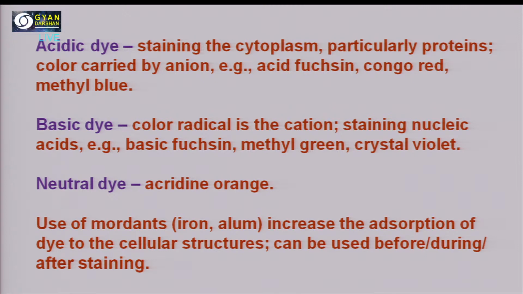Now these stains or dyes can be categorized, based on their chemical nature, into acidic dye, basic dye, and neutral dye. Acidic dyes stain the cytoplasm, particularly the proteins; Congo red and methyl blue are some examples. Basic dyes, where the color radical is the cation, are used to stain the nucleic acids, like methyl green, crystal violet, basic fuchsin. Neutral dye, that is acridine orange. As I already said, sometimes you need to use mordants because you need to increase the adsorption of the stain to the chemical structure. For example, iron or alum are very important mordants which you often use.